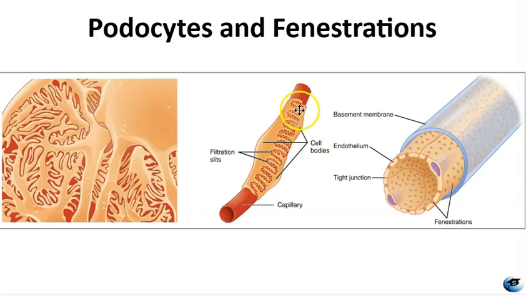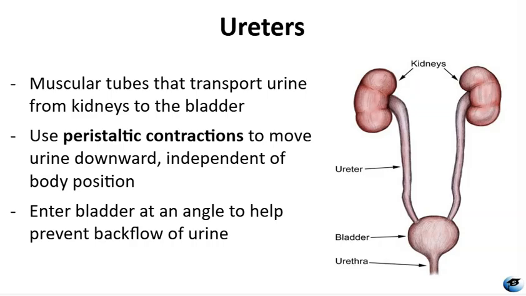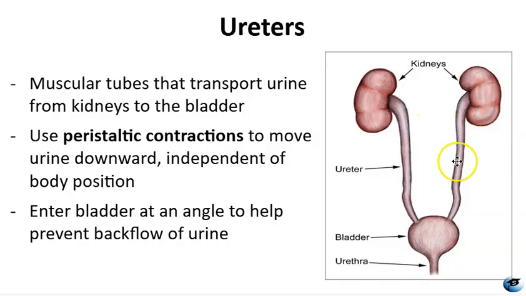And then the podocytes and the little slits ensure that only substances small enough and appropriate for the filtrate make it into the nephron. Let's move on to the ureters. The ureters are paired muscular tubes responsible for carrying urine from the kidneys to the urinary bladder. So it's these structures here. There are the kidneys and bladder, and then down here we'll talk about the urethra in a bit.